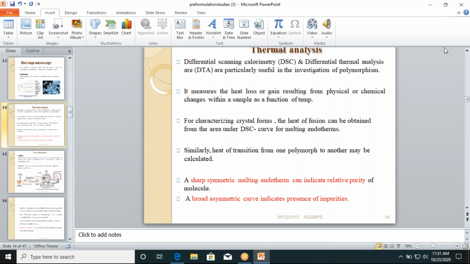So just remember thermal analysis: you are using differential scanning calorimetry or differential thermal analysis. These two are particularly useful in investigation of polymorphism. They will give you a measure of heat loss or heat gain resulting from physical or chemical change of a sample as a function of temperature. You can also calculate the heat of transition from one polymorph to another. When it is converting from one polymorph to another form, the heat of transition can also be calculated.